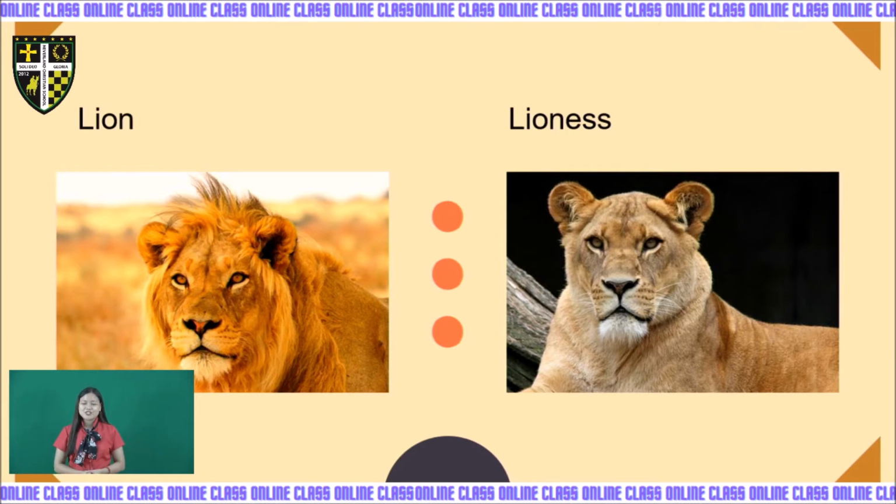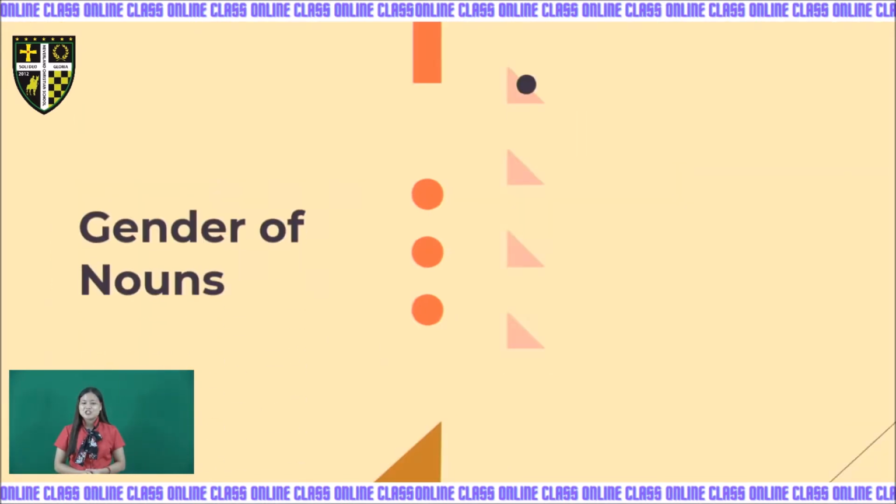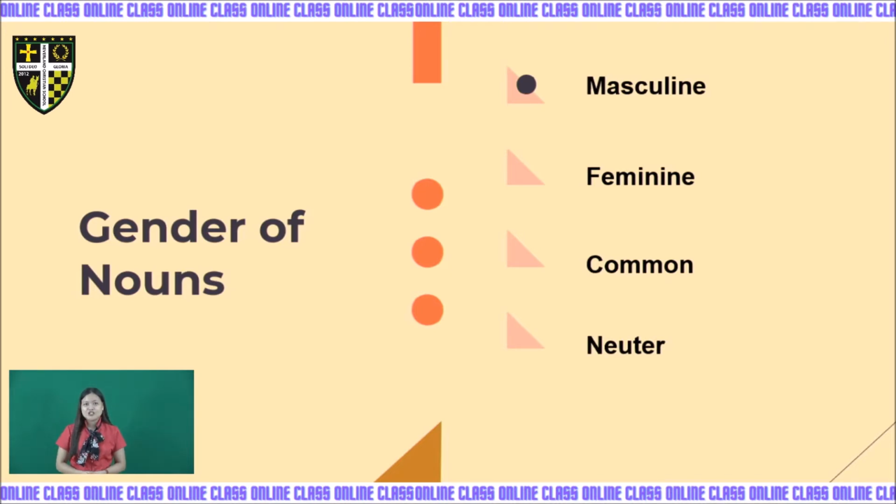So our lesson for today is about gender of nouns. Again, gender of nouns. Under gender of nouns, we have 4 classifications. We have the masculine, feminine, common, and neuter. So are you excited to learn more about those? You are? Let's get started.